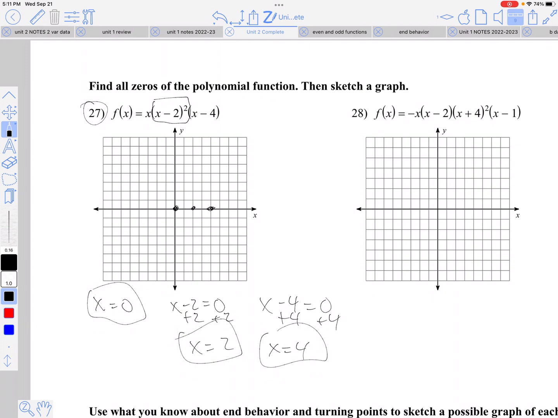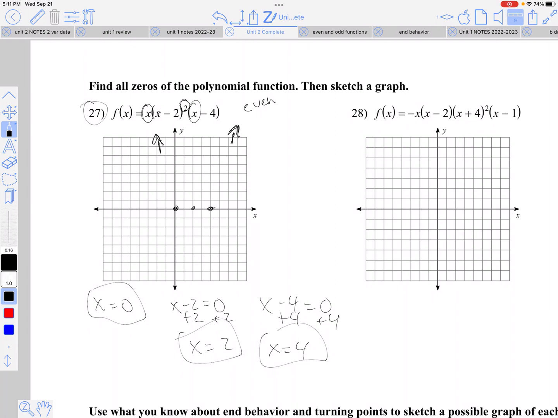Okay, so in order to sketch the graph, I'm going to need to know the end behavior. So I take a look here. So 1 x, and then remember that's going to be 2 x's. So I have 1, 2, 3, 4 x's. So that is even, 4 is even, and it is positive, so I know that the end behavior will be something like this.